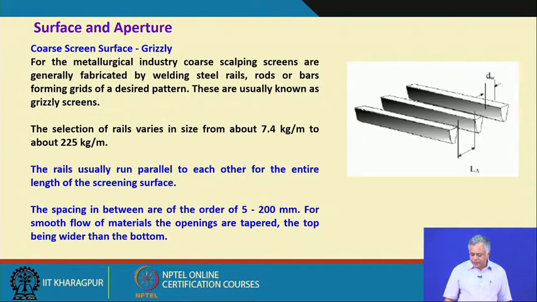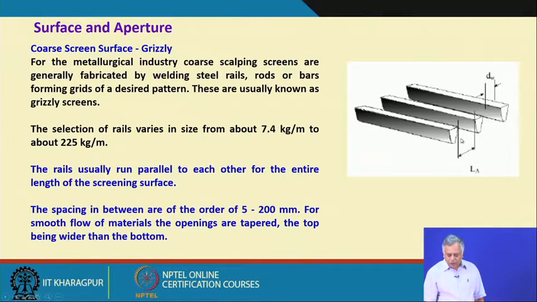The spacing, that means whatever is coming out through this, can vary from 5 to 200 millimeter. For smooth flow of materials, the openings are tapered. You see that there is a tapering, because otherwise what will happen? The particle may not fall or may not pass through this opening freely, because you are doing the sizing operation here on top of this, and once it has passed, it should be free flowing in nature. Otherwise, it may be jammed somewhere in between. So, they are generally tapered, the top being wider than the bottom.